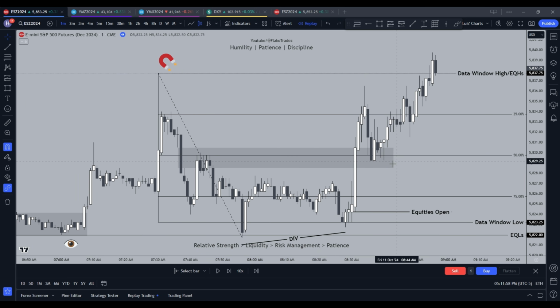Not just that, but look at how aggressively we broke above the 50% level. This shows me that there is strength in the market. And now I officially know that we have had a shift in price delivery. We tap into this inverted imbalance, and also the only other open imbalance there is. So we have an overlap of an inverted imbalance and a normal imbalance.